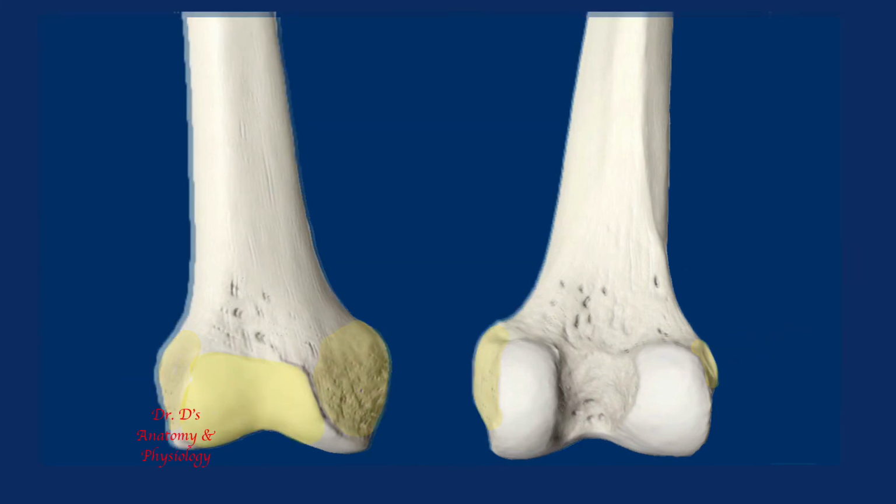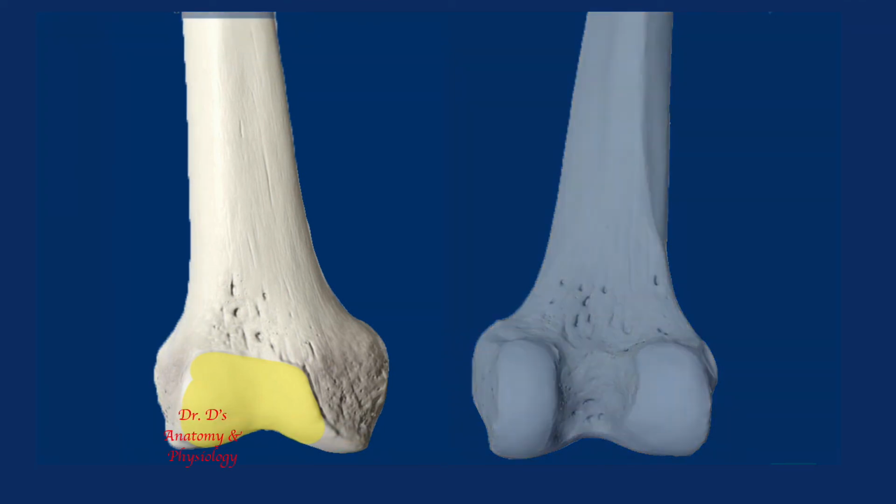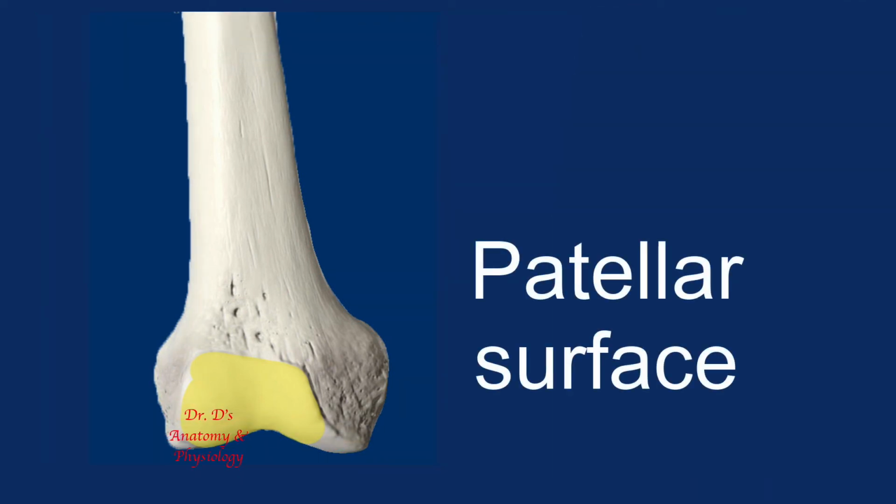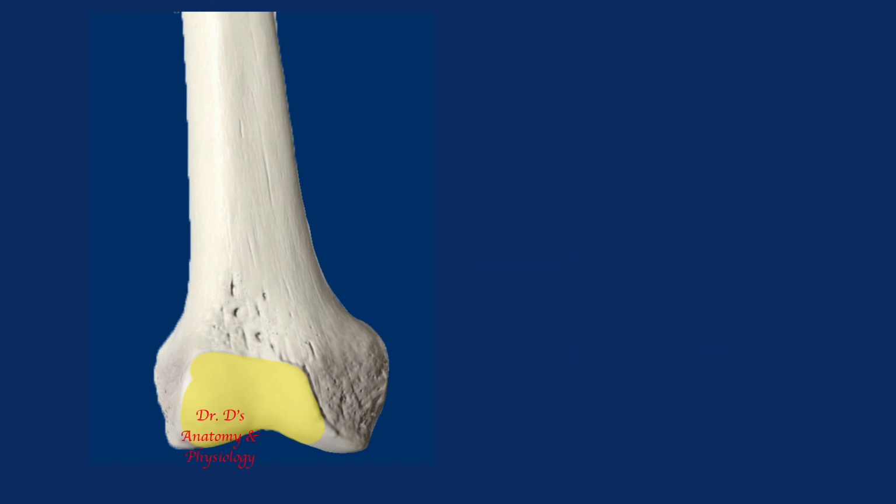On the anterior side, the condyles fuse and form the smooth articular surface on which the patella of the knee, or the kneecap, will glide. This surface is called the patellar surface. This concludes this video on the femur.